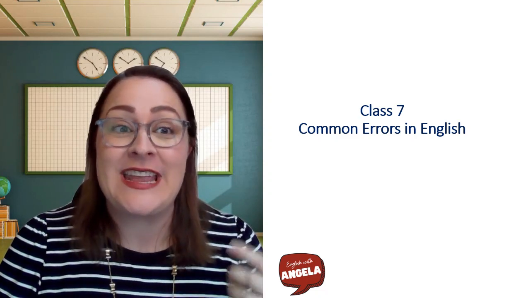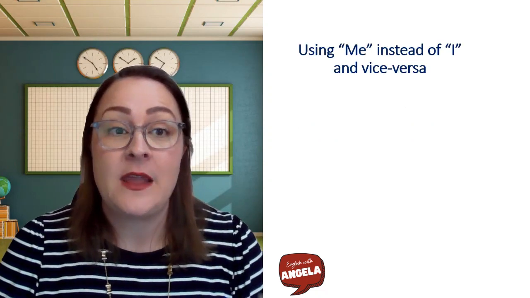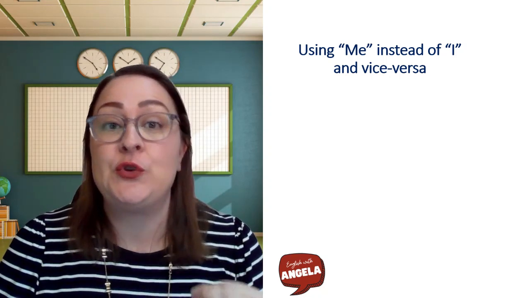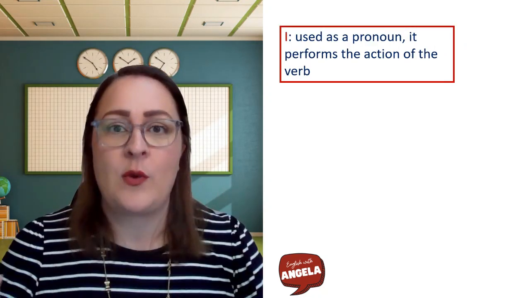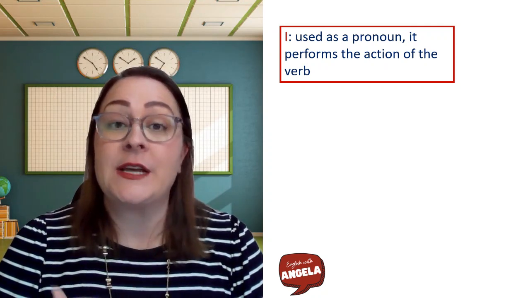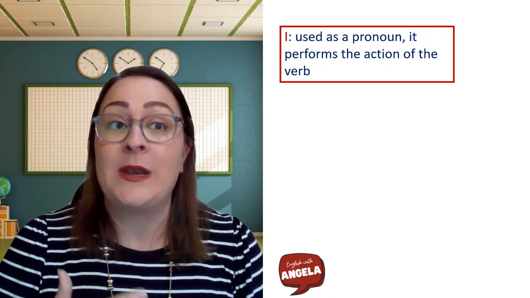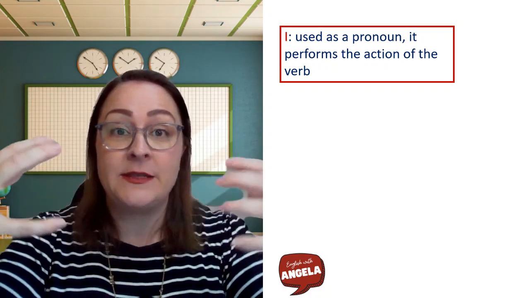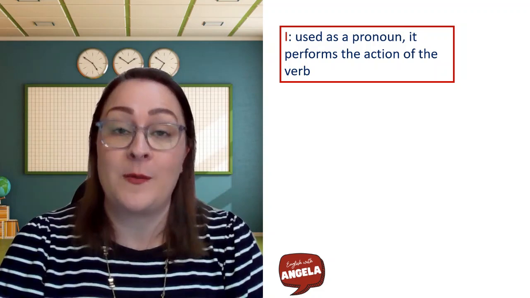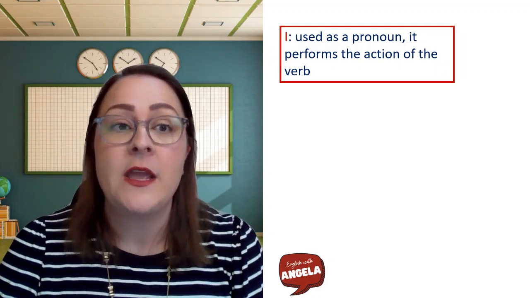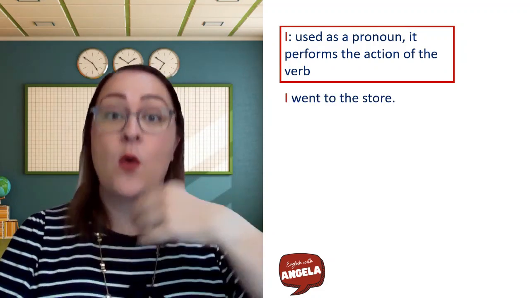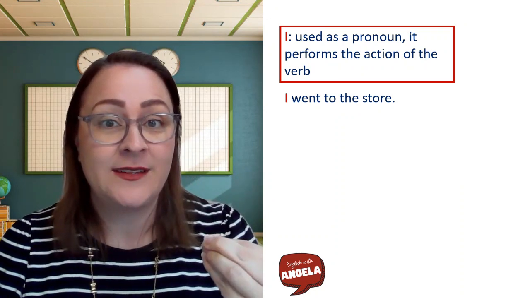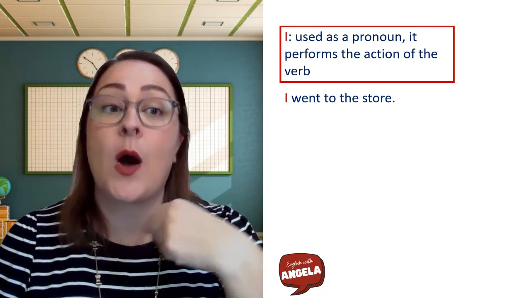Let's get started in this next class using me instead of I, and vice versa. So when do we use each of these? Let's start out with that. I is used as a pronoun, and it's when it's the subject of a sentence, meaning when we use I, it means I am going to perform the action of the verb. Okay, here's a few examples. I went to the store. So who's doing the action? I. Yeah, so I went to the store.